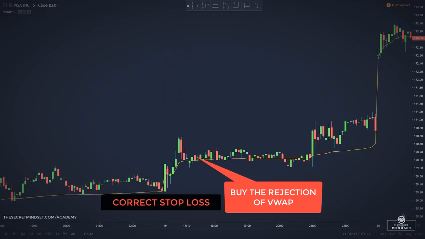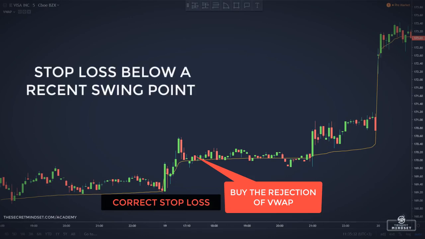Alternatively, if there's no major level, you can also look to keep your stop losses on the other side of a recent swing point. So, if you're long a stock that's making higher highs and higher lows, you can place your stop loss just below the previous swing low.